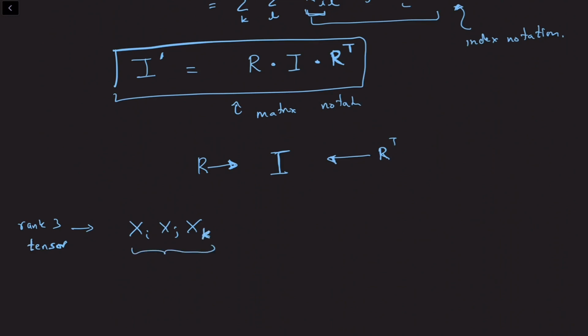And we can ask, how does this object transform? And in index notation, again, it's very easy to see how this transforms. It would be x prime i, x prime j, x prime k, which would be related to the old quantities by R_ia, R_jb, R_kc, x_a, x_b, x_c.